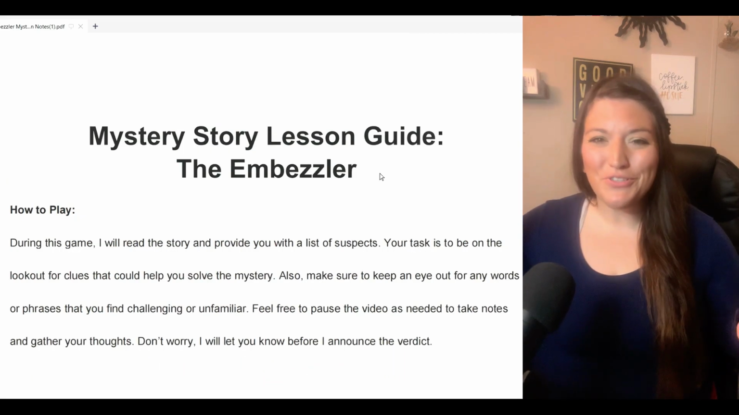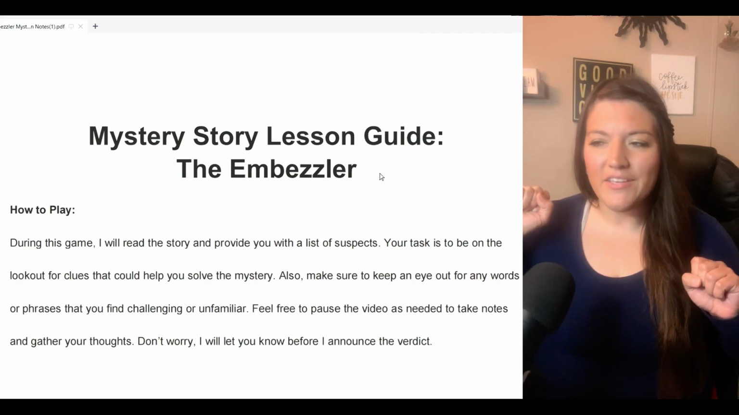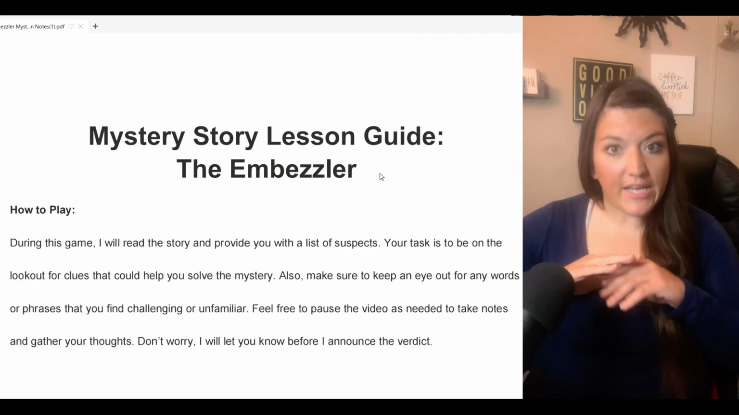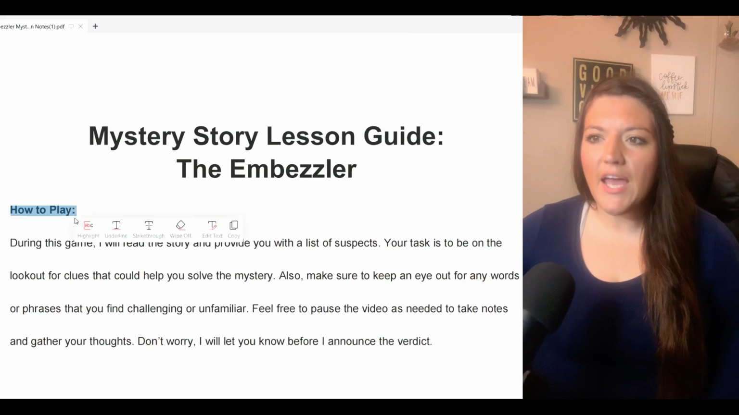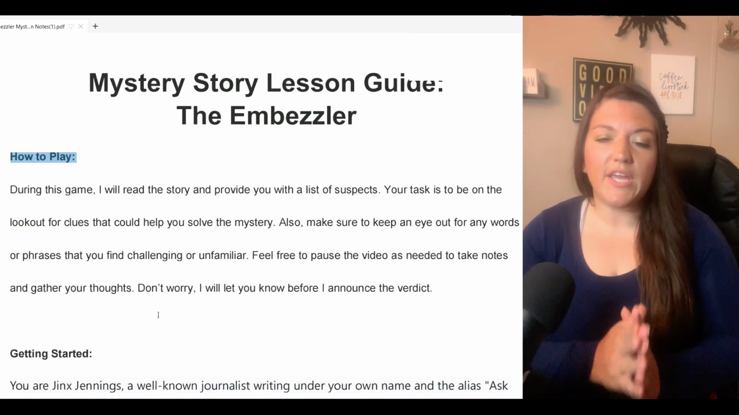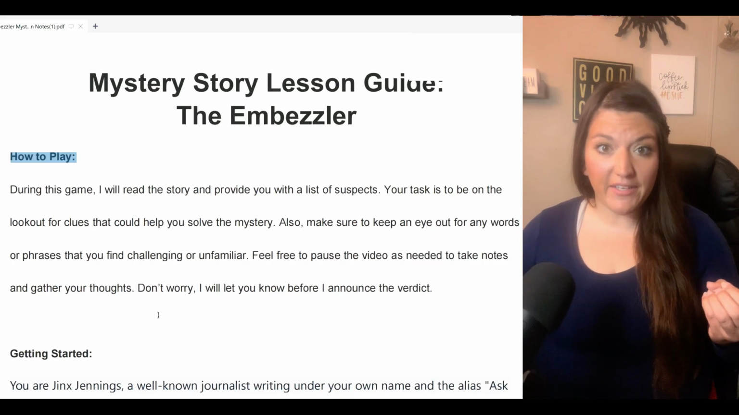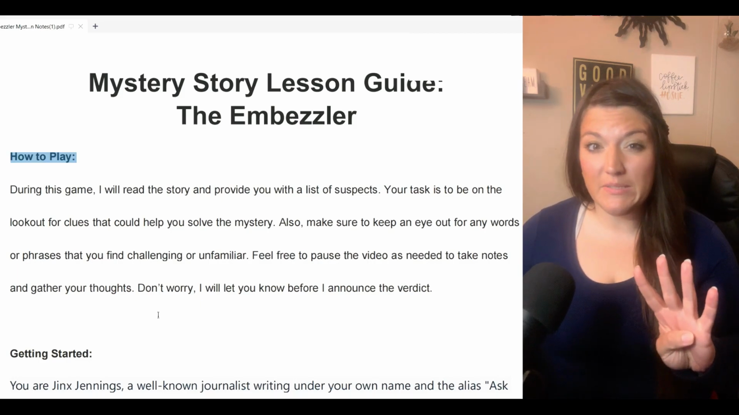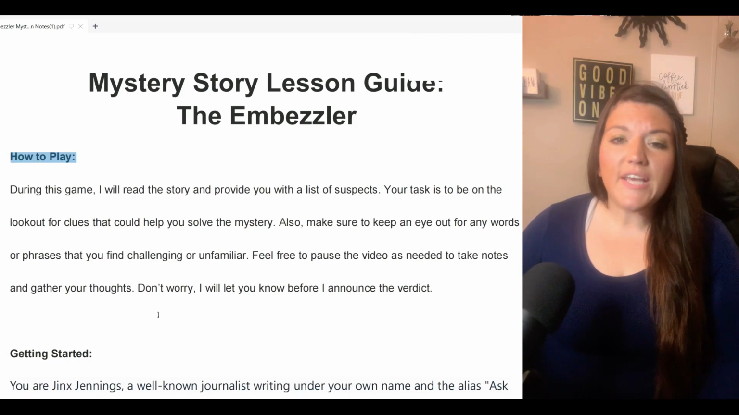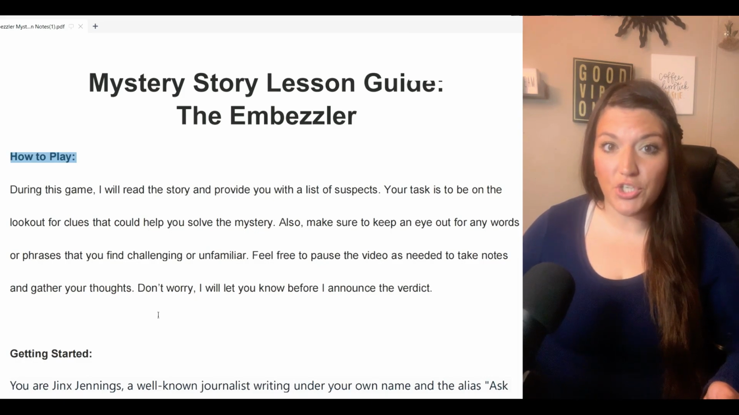Alright, so our mystery story lesson today is the embezzler. Okay, so our story will be about an embezzler. Quickly, how to play. So during this game, I will read the story and provide you with a list of suspects. Okay, there will be 4 suspects. Alright, your task is to be on the lookout for clues that could help you to solve this mystery.